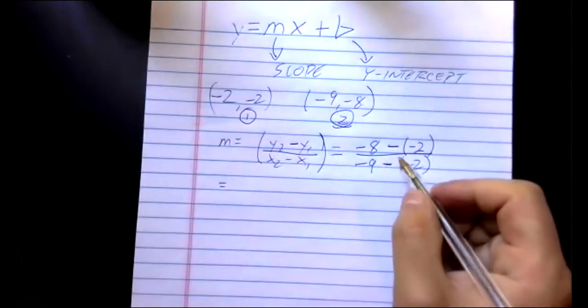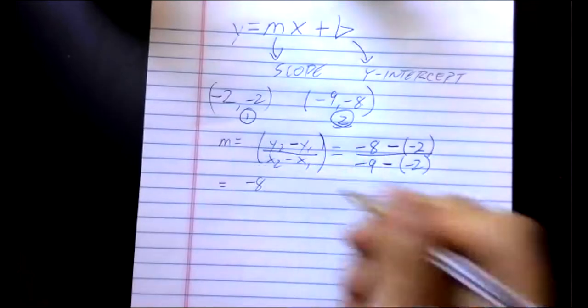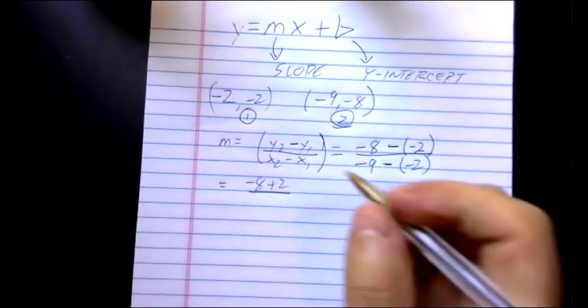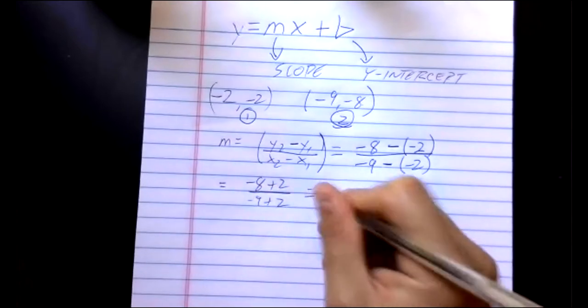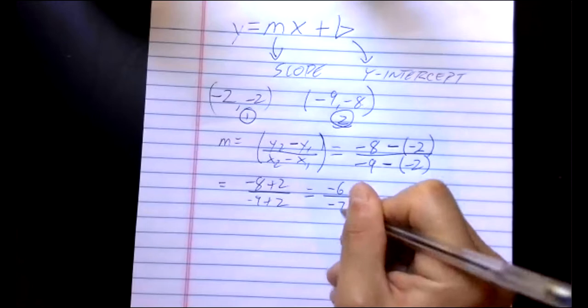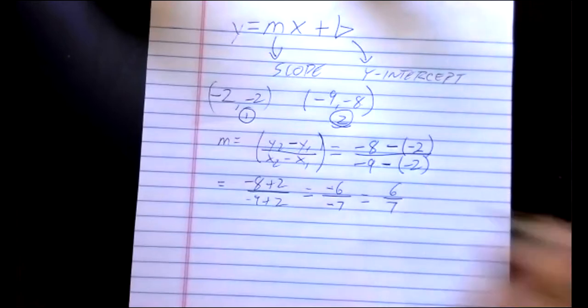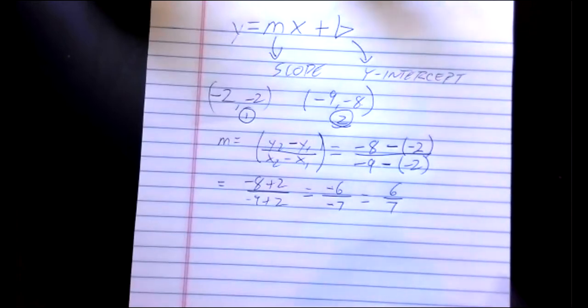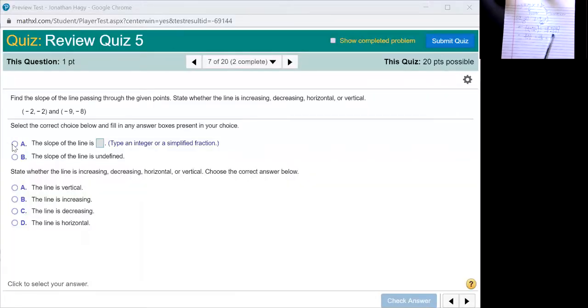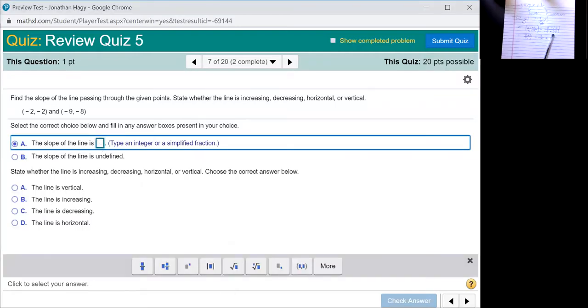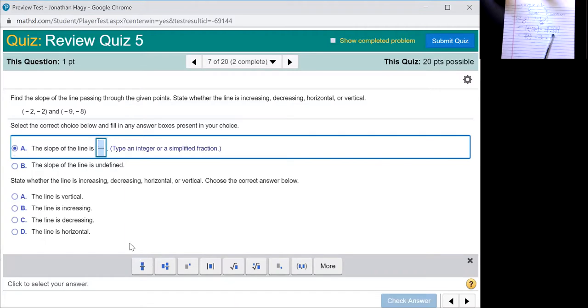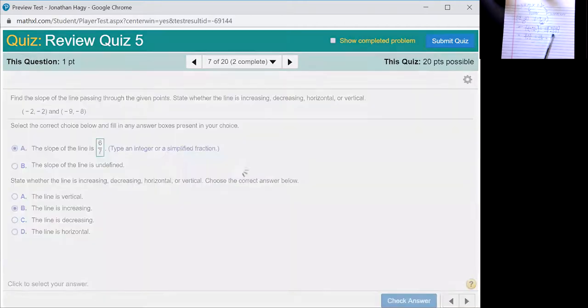Now if we clean up the signs a little bit, subtracting a negative is like plus, so that's negative 8 plus 2 over negative 9 plus 2, which is negative 6 over negative 7. Now, negative divided by negative is positive, so this turns into 6/7. Let's go back to the problem. So the slope is, let's make a fraction, positive 6/7. Because it's positive, the line is increasing. Okay.